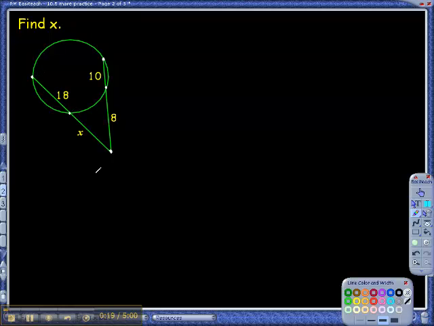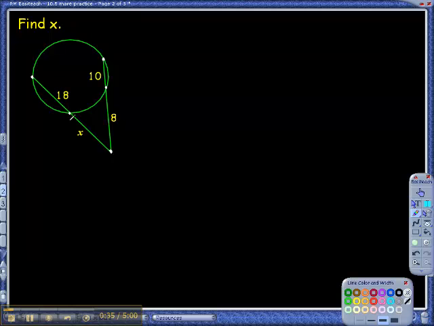When we have two secant segments, the relationship that exists between them is that if I take that whole secant segment times its external segment, it should equal this whole secant segment times its external segment. So let's take a look.